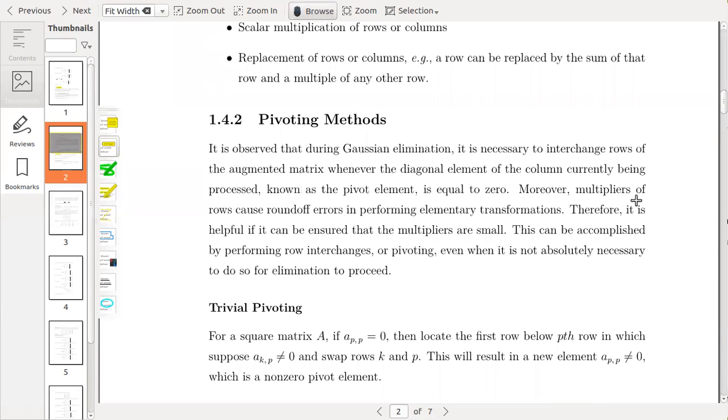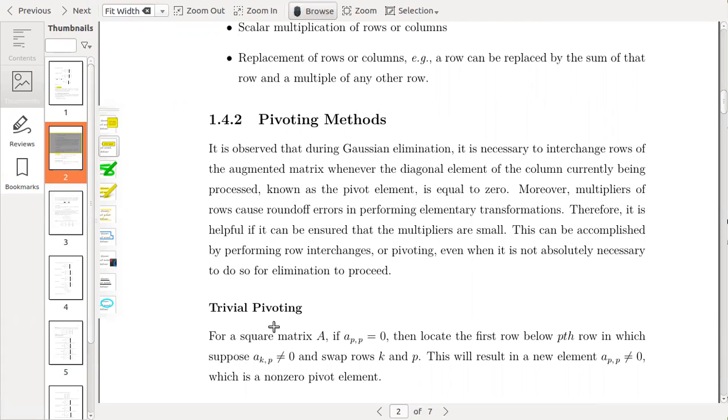Moreover, multipliers of rows cause round-off errors in performing elementary transformations. Therefore, it is helpful if it can be ensured that the multipliers are small. This can be accomplished by performing row interchanges or pivoting, even when it is not absolutely necessary for elimination to proceed. Sometimes it is not necessary to perform row interchange, but if we apply these pivoting strategies, then we will get a more accurate solution.